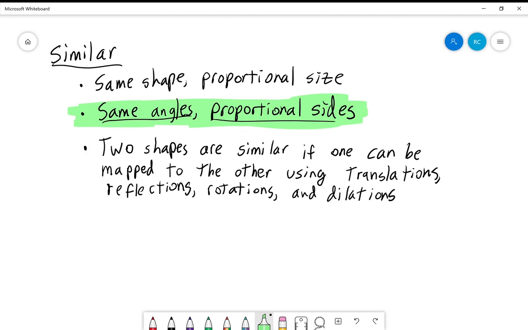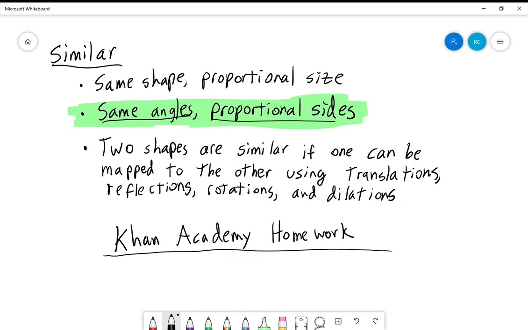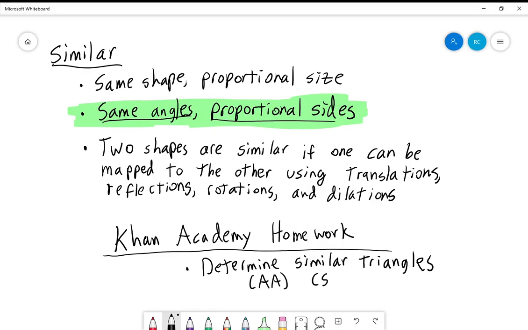So with this in mind, I would like you to look at the two Khan Academy topics called Determine Similar Triangles, and there are two assignments that start with this. One says AA and one says SSS. Try those two out if you haven't yet. Watch the videos there if you haven't yet.